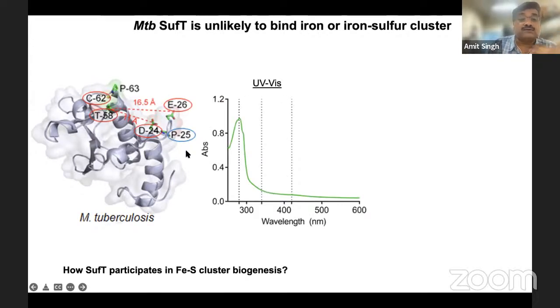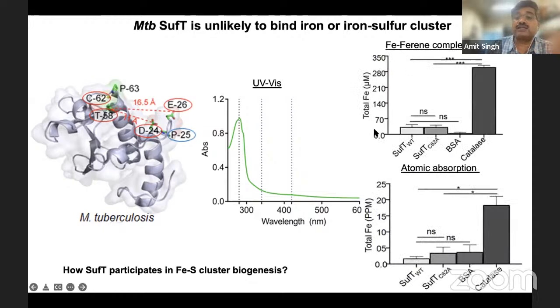So we purified the protein the way we had purified so far, and we did UV-visible spectroscopy. We did not find any spectral features of an iron sulfur cluster. We did iron estimation also, and there we did not find any presence of iron in SUFT. We took catalase as a heme-containing protein as a positive control. You see a lot of iron there. With both biochemical and biophysical estimation, we did not find any iron in SUFT. We also mutated this hyperactive cysteine and could not find any iron in the variant either. So it appears that SUFT, at least in vitro, does not contain iron or an iron sulfur cluster.